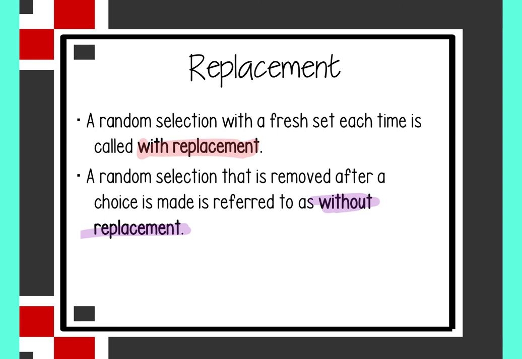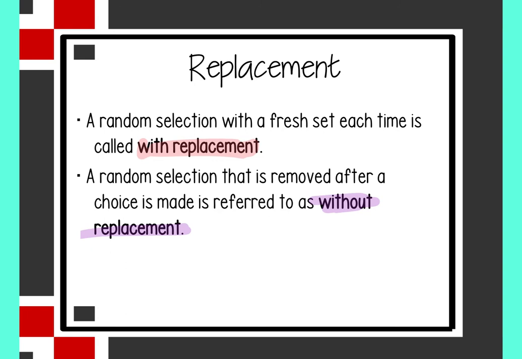Now, what just happened is my box got limited by 1 piece of candy, right? So that new probability is different. Now I'd have to recount how many pieces of chocolate are left and then how many pieces of total candy are left, okay? That's without replacement.